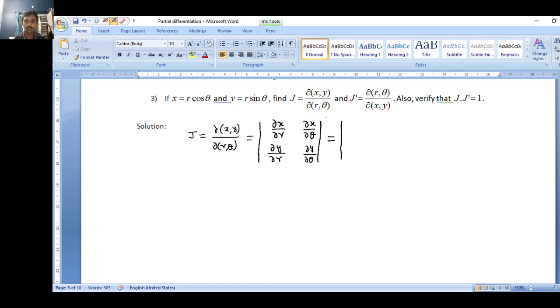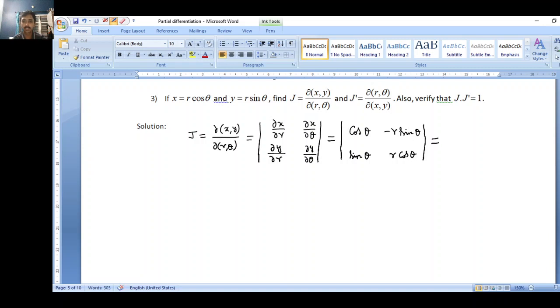Now, because x is r cos theta, dou x by dou r is simply going to be cos theta, and dou x by dou theta will be minus r sin theta. So, if you are good at partial differentiation, finding these is pretty simple. Now, dou y by dou r is sin theta, and dou y by dou theta would be r cos theta. Right? Now, this is the expression.